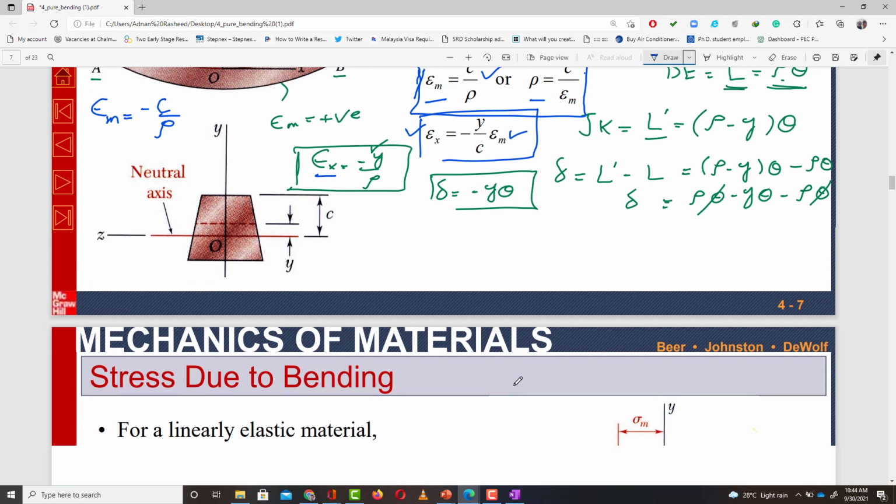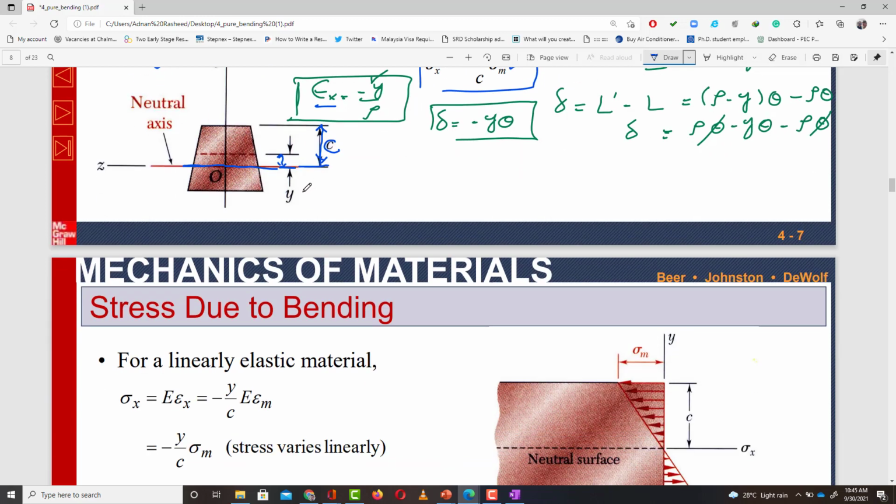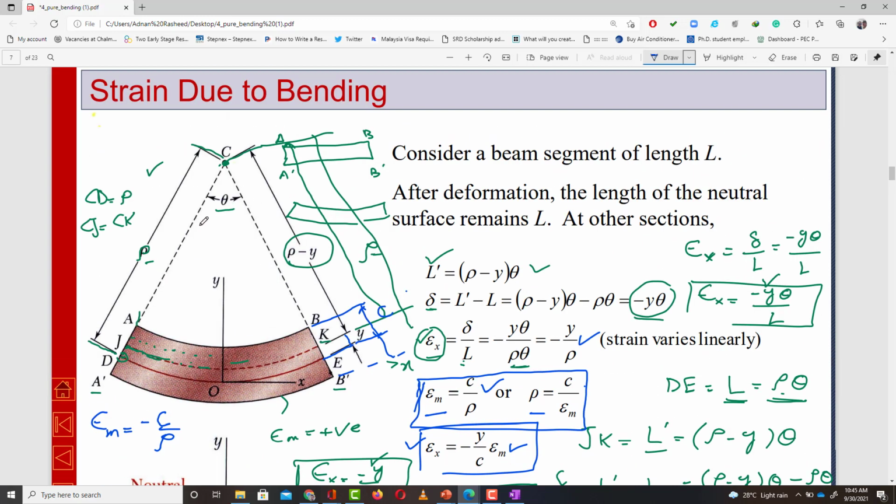Clear? So again, this is the cross-sectional area that is shown, that this is the neutral axis, and from the neutral axis to the topmost, the distance is c, and it is the maximum distance. And if you move from the neutral axis upward, let this distance be y. Clear? Now this slide was all about strain due to couple or moment loading in a beam, and that moment is in the same plane.